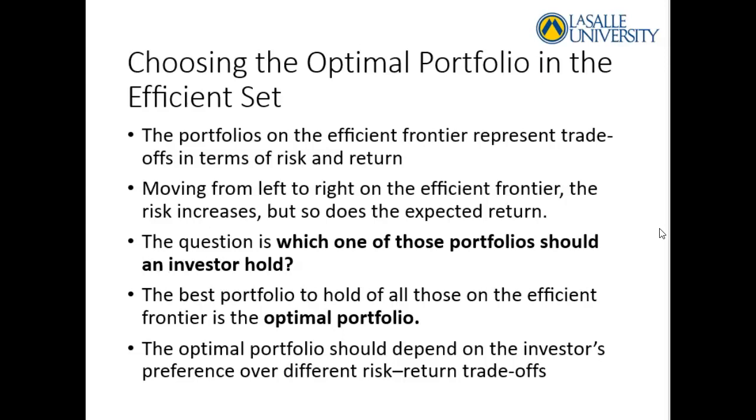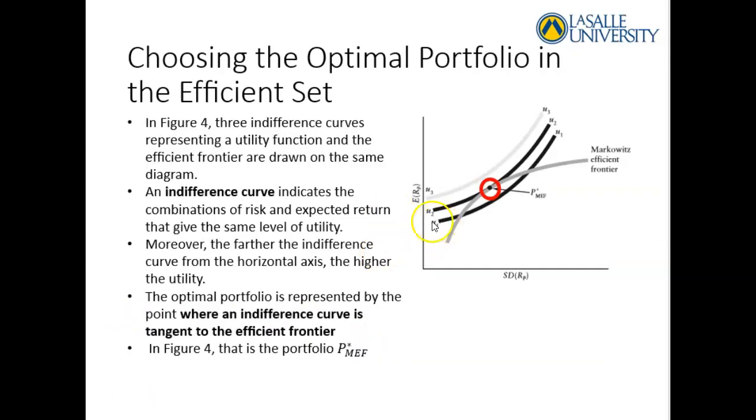Intuitively, the optimal portfolio should depend on the investor's preference over the different risk-return trade-offs. As explained earlier, this preference can be expressed in terms of a utility function. So let's take a look at how we use both utility functions and the efficient frontier to get our optimal portfolio. If you recall, in the beginning of the chapter, we introduced the concept of indifference curves and utility functions. In this figure over here, you see three indifference curves representing a utility function as well as the efficient frontier drawn on the same diagram.